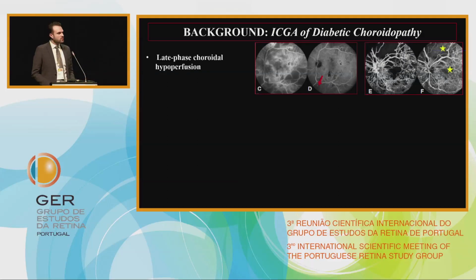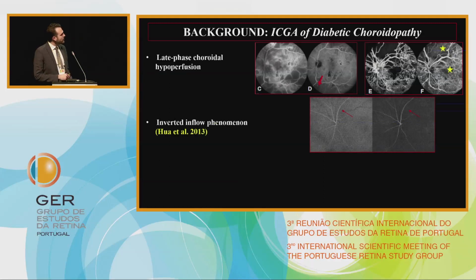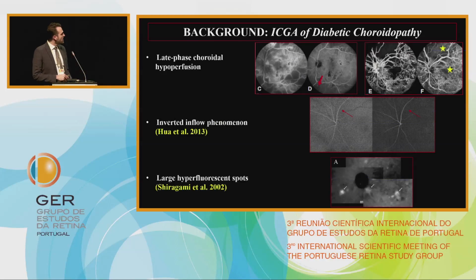As for every tissue that we examine underneath the RPE, we examine with the ICGA. And the typical findings of ICGA in case of diabetic choroidopathy are late-phase choroidal hypoperfusion that sometimes corresponds to the findings that we have at the level of the retina. Inverted flow phenomenon: we have the perfusion of the retinal arteries, but there is no perfusion of the choroidal arteries. And we have large hyperfluorescent spots in the late phases. This is an inversion phase, but these are generally related to the presence of elevated levels of HbA1c.